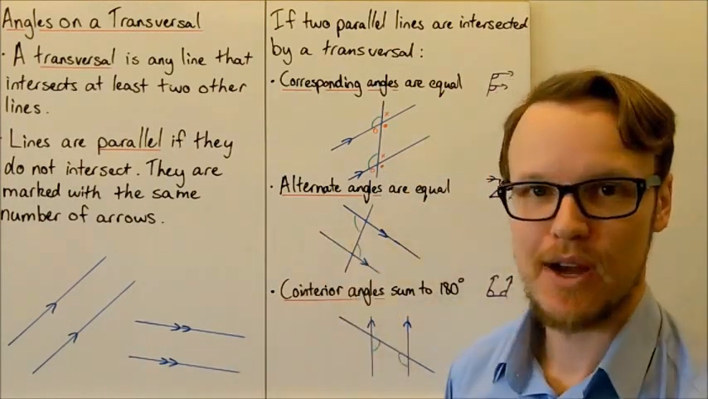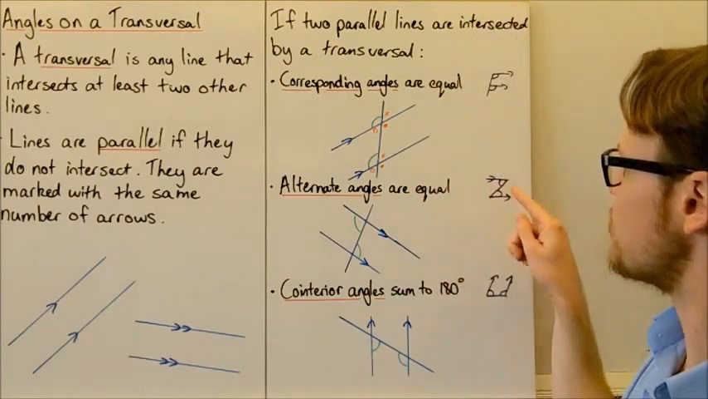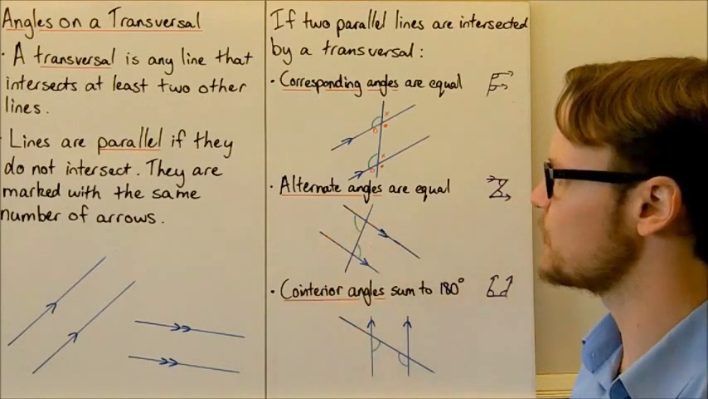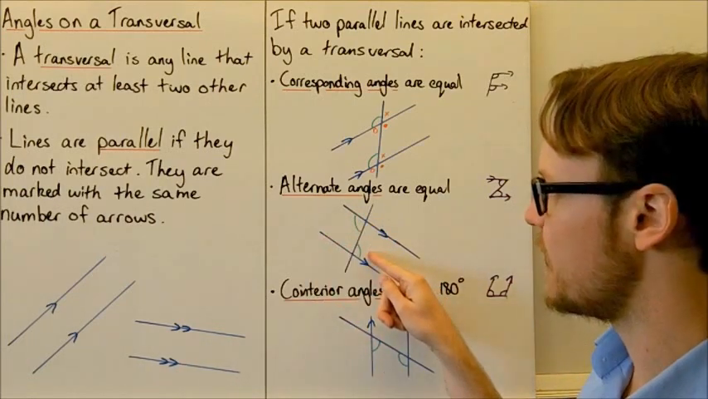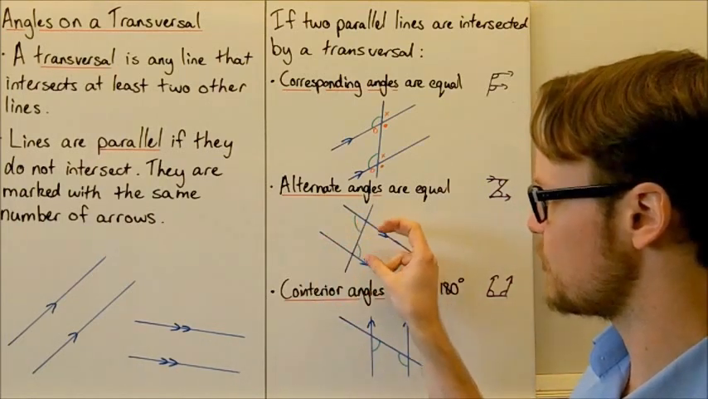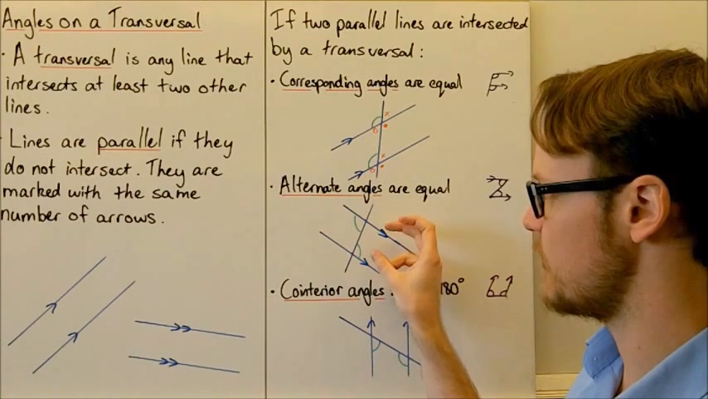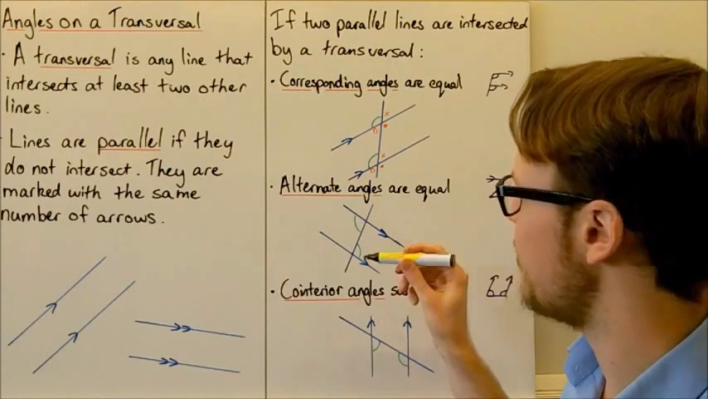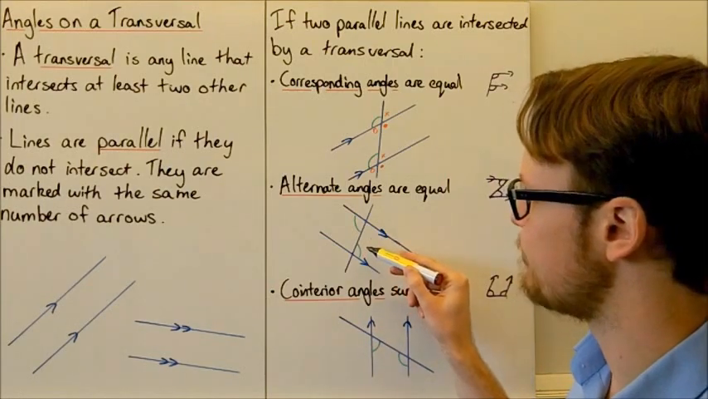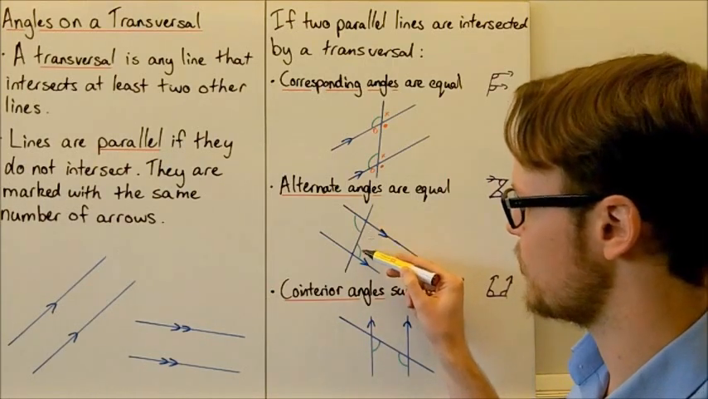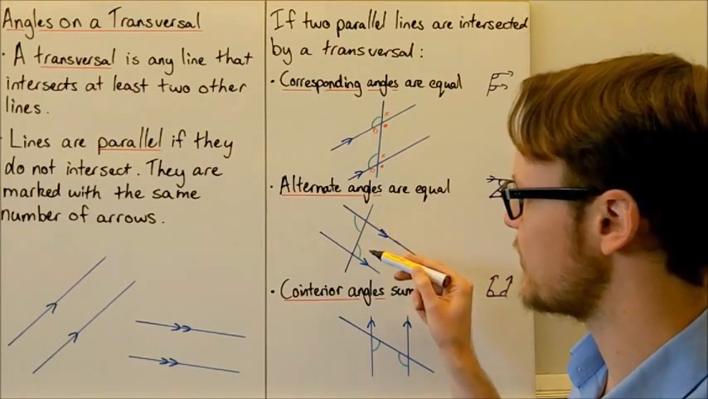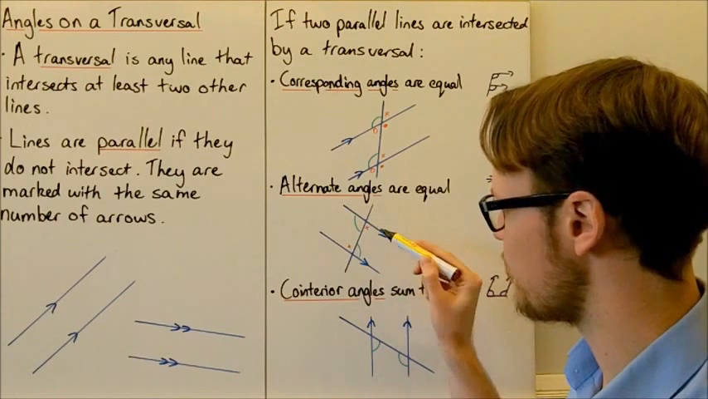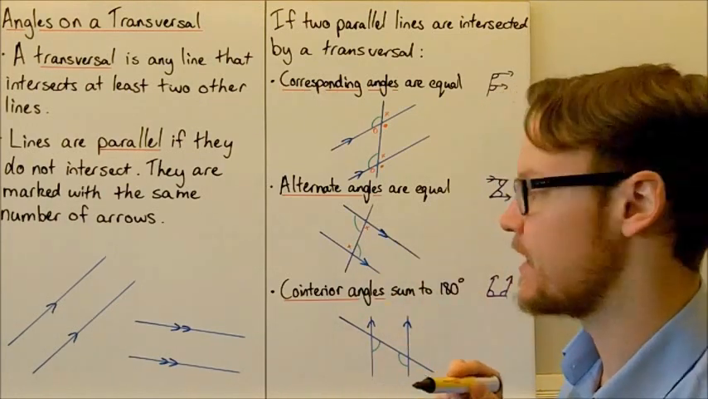Alternate angles are equal as well. So we can use this coded reason here when we're looking at this. Alternate angles are the angles that are both inside, in between the two parallel lines, but also opposite each other. So not only are these two angles here equal, but also these two angles here are alternate angles as well, and they will be equal.